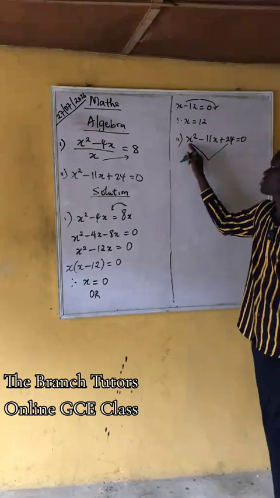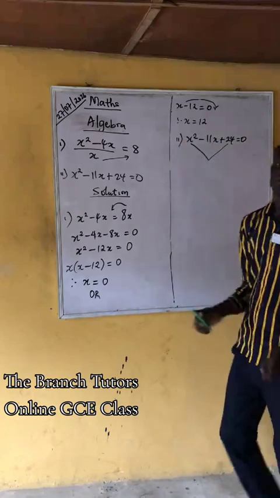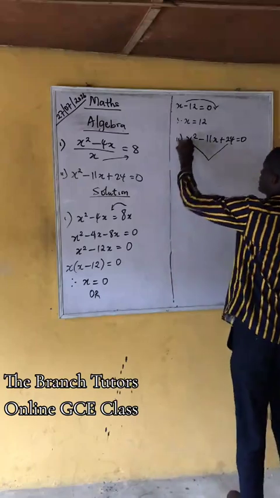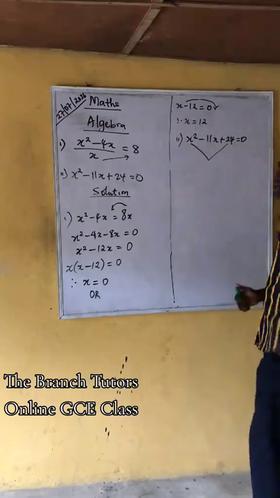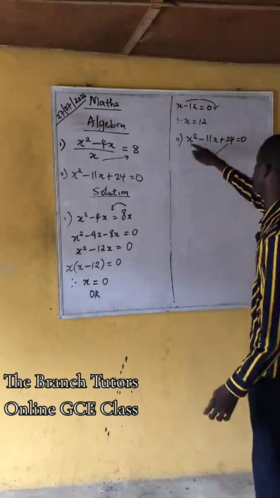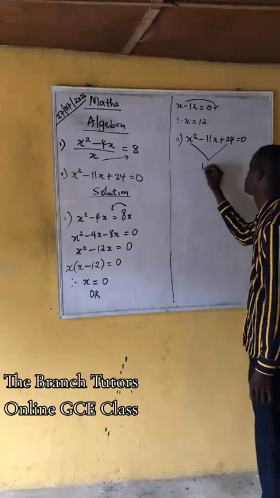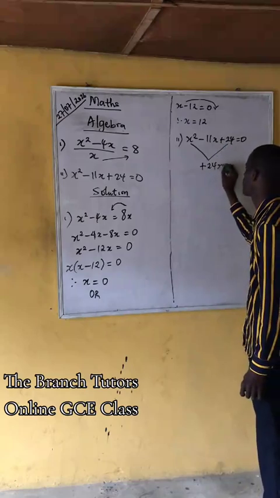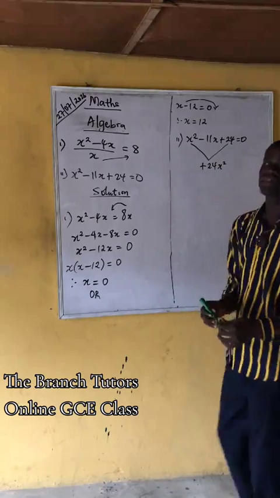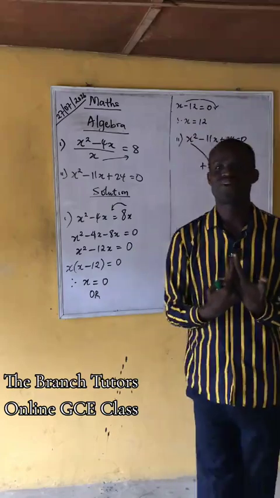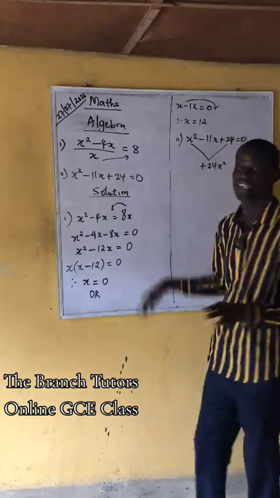Now, the coefficient of x squared is 1. What do you mean by coefficient? The number at the back of x squared. There's an invisible 1 at the back of x squared. If you multiply the 1 by this 24, don't forget this is plus 24, you're going to have plus 24x squared. Now, what are the two numbers that when you multiply them, they will give you plus 24, and when you add them, they will give you minus 11?